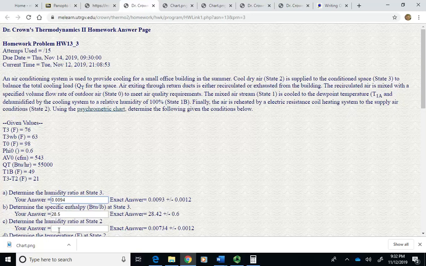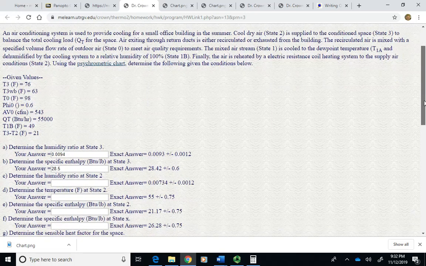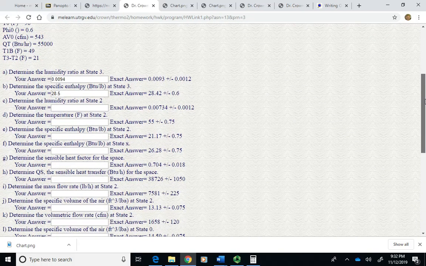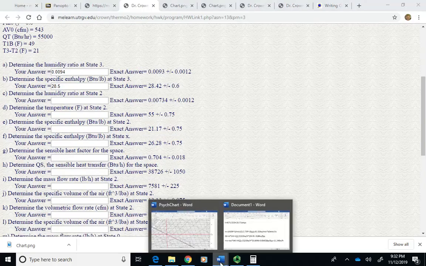Okay, then we go on to state 2, and I want a couple of things at state 2: the humidity ratio, the temperature, and the specific enthalpy. So that's going to be a little hard to find since I don't have state 2 yet. So let's see what else we have to get us there. So I know that T1b is 49 degrees. So that's the exit of the cooling part of the air conditioning system. So let's look at the sketch here.